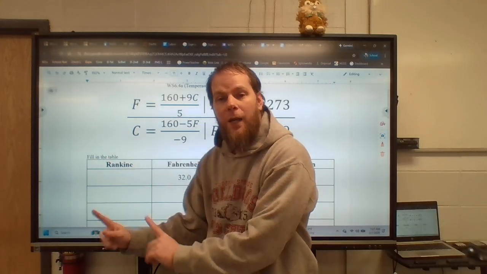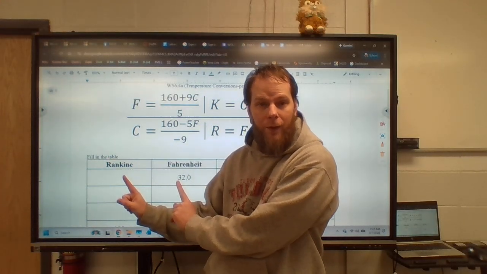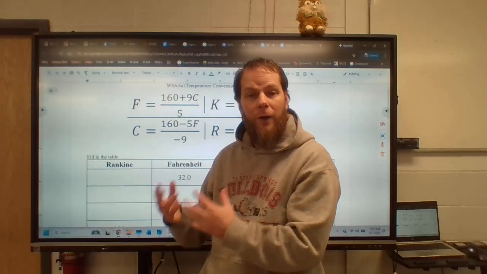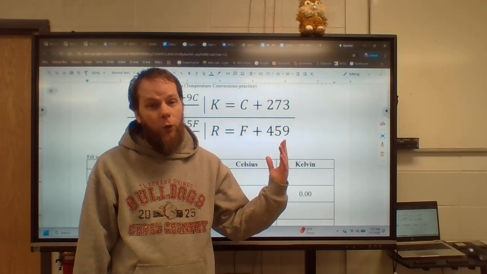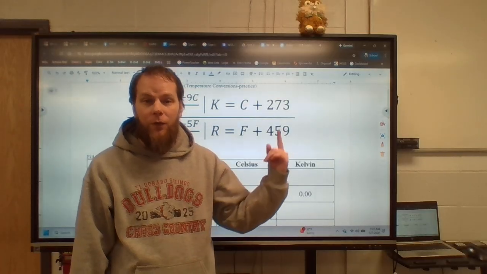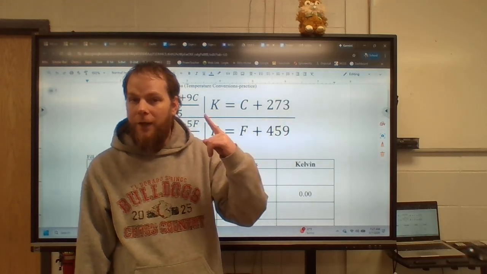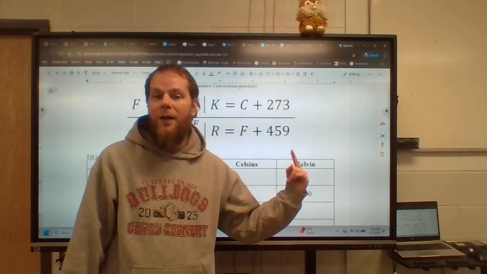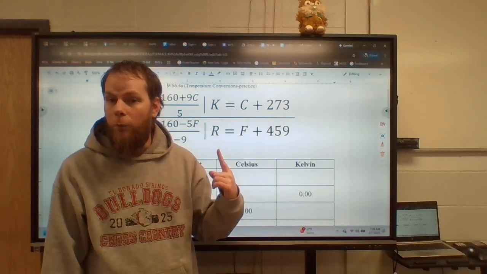The same thing was done for Rankine using Fahrenheit. Okay, and because 1 degree Fahrenheit is less, it takes a lot more Fahrenheit to equal that Rankine. So negative 273 Celsius is 0 Kelvin. Negative 459 is 0 Rankine.